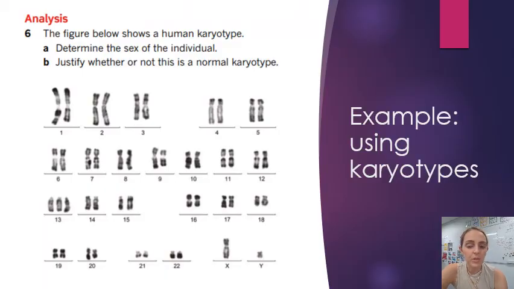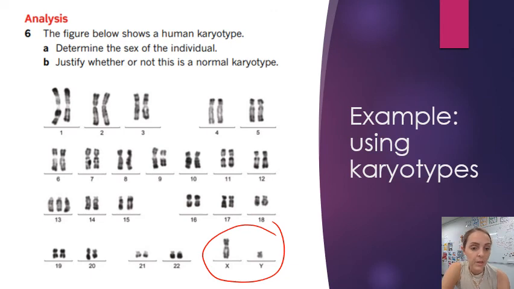This is out of your textbook, using a karyotype and coming up with what's going on. So the first question asks you to determine the sex of the individual, and to do that you need to go straight to chromosome number 23. We can see that we have an X and a Y, which means that it is going to be a male. The second part asks you to justify whether or not this is a normal karyotype. So we're going to look at the chromosome pairs, and we can see that everyone exists in pairs except for pair 13. And if you look back at the previous table, that's Patau syndrome. You can have a look at that. So this is not a normal karyotype. We have a male with Patau syndrome.